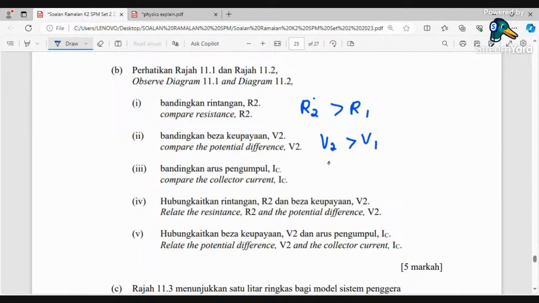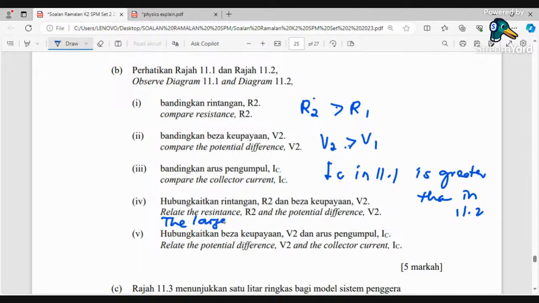compare IC in 11.1 is greater than in 11.2. Relate R2 dengan potential difference, nampak larger. Okay, so the larger the resistance, the higher the potential difference, ataupun the greater pun boleh.